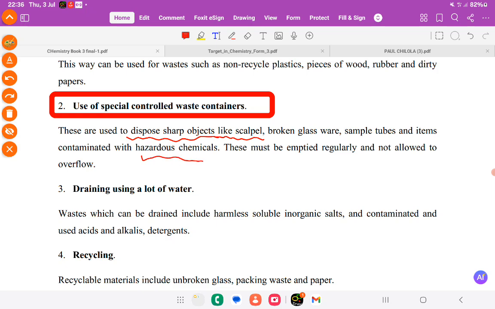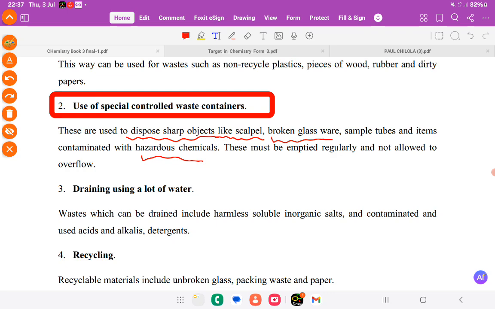So these must be emptied regularly and not allowed to overflow. Okay, so you have something like a container again, more or less like the waste bin, but this one is special for hazardous substances. All right, so let's say that maybe you broke a glassware such as a beaker. Usually you end up forming sharp glass objects. So these should be disposed of or thrown into a special controlled waste container.